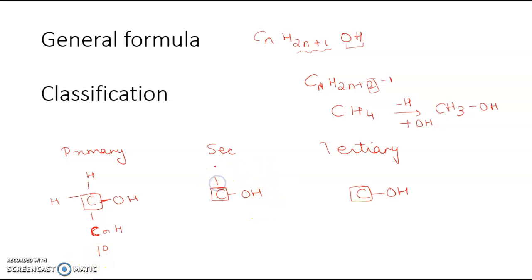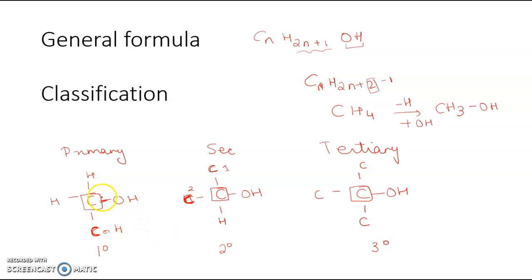If this carbon is attached to just one more carbon, then it's primary. If it is attached to two carbons, so this is carbon 1, this is carbon 2, then it becomes a secondary or 2-degree alcohol. If this carbon is attached to 3 different carbons, then it's an example of a tertiary alcohol or 3-degree alcohol.